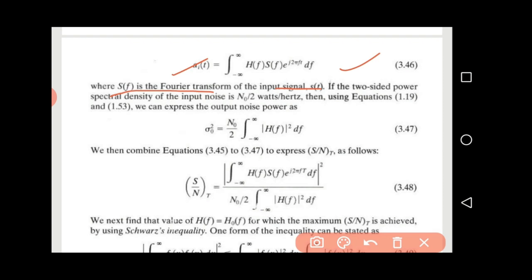If the two-sided power spectral density of the input noise is N_0/2 watts per hertz, then we can use equations 1.19 and 1.53. Then we can express the output noise power as sigma_0² = (N_0/2) ∫ from −∞ to +∞ of |H(f)|² df.